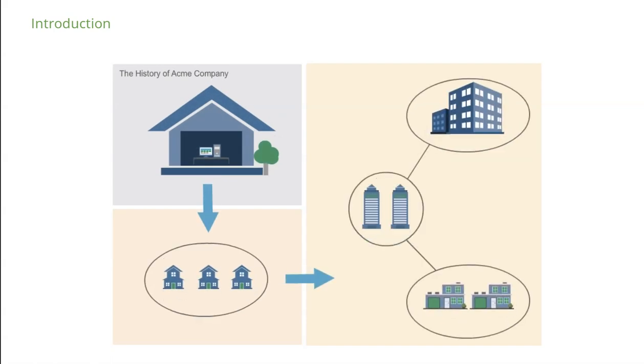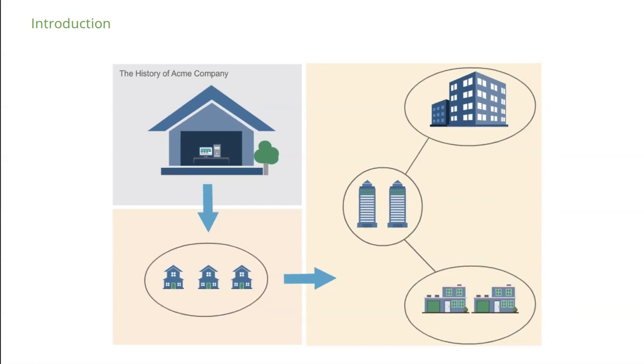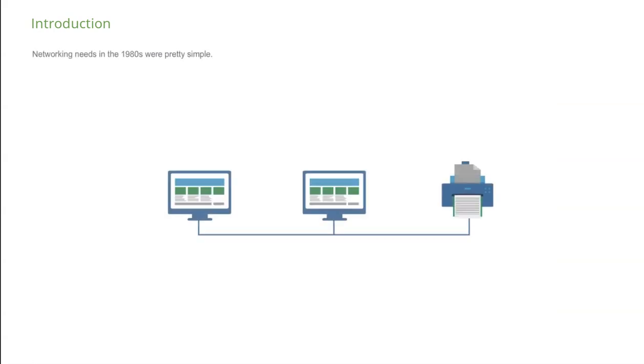To gain that understanding, we are going to take a look at the history of a fictional company called Acme Company, from its roots in someone's garage to that of a multinational company. When Acme Company was established in the mid-1980s, the company had only a few PCs. Their networking needs were pretty simple. They needed to share documents and spreadsheets as well as a single printer. In networking terms, PCs and printers are known as end-user devices, hosts, or just devices.